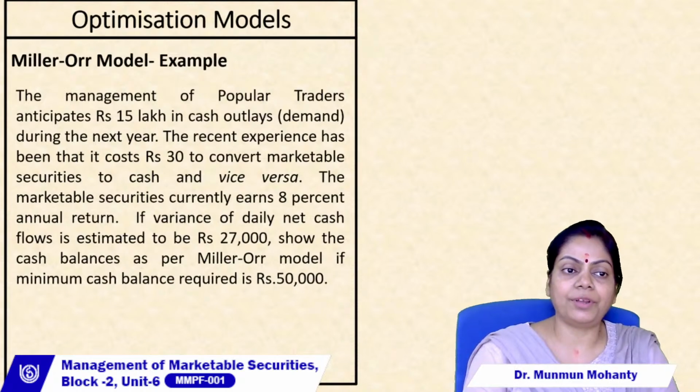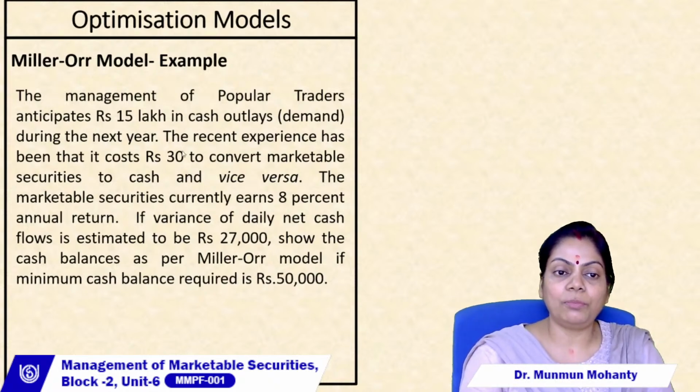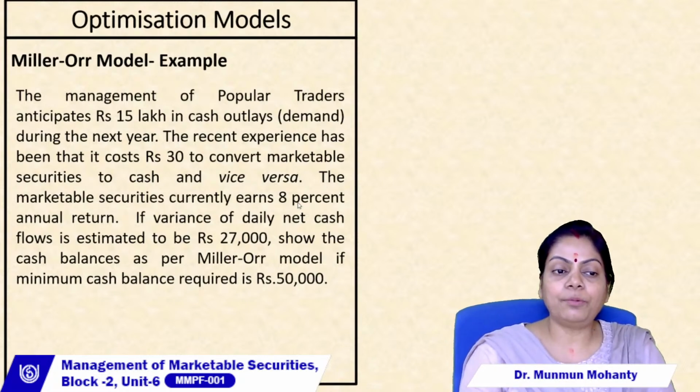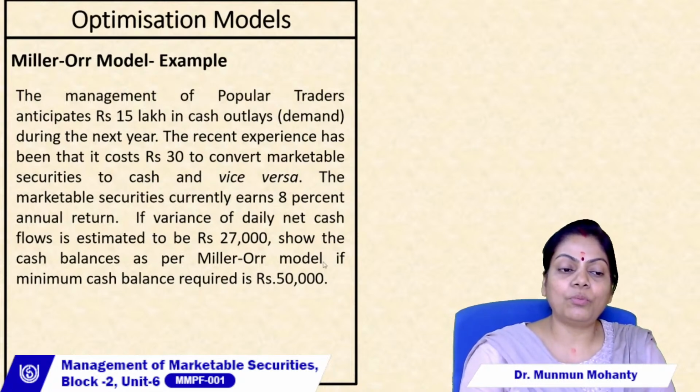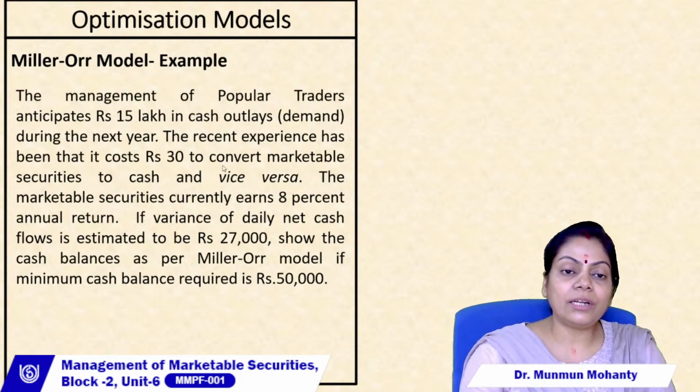I have a very small example. The management anticipates that 15 lakh in cash outlay will be there. The recent experience has been that it costs ₹30 to convert marketable securities to cash and vice versa. The marketable securities currently earn 8%, which is your I. The daily net cash flow variance, the sigma here, is 27,000. And the minimum cash balance required, L, is, let us say, 50,000. So you calculate the Z value with this.